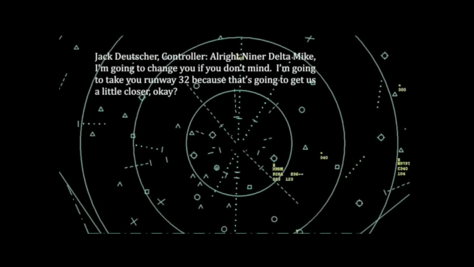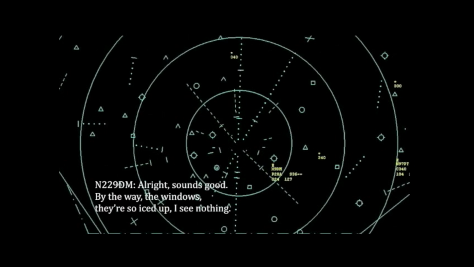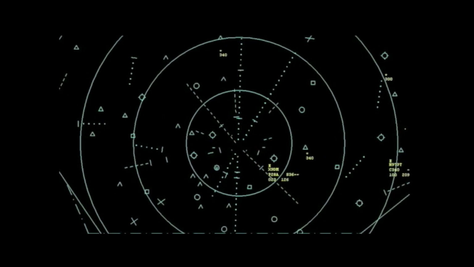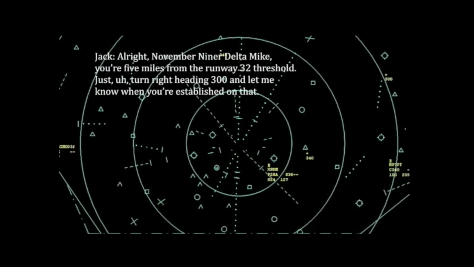Right, Niner Delta Mike. I'm going to change my mind. I'm going to take you to runway 32 because that's going to get us a little bit closer, okay? All right, sounds good. By the way, the windows are so iced up, I see nothing. Yeah, that's kind of what I was afraid of. We'll see if we're going to get some runway, so we're going to turn up the lights for you and all that. Roger. All right, November 9 or Delta Mike, you're 5 miles from the runway 32 threshold.